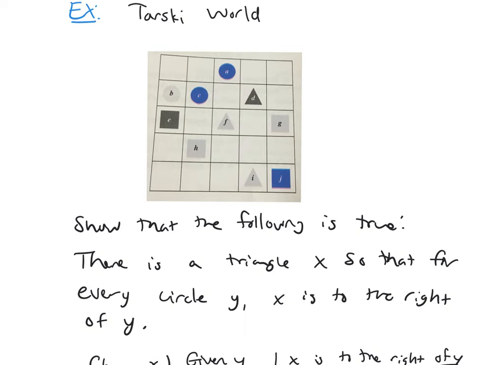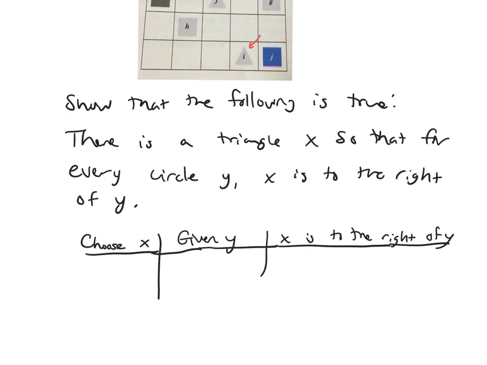Well, D is on the right-hand side of every circle. Now, to the right just means in a column to the right. It doesn't have to directly be to the right. So you could also have I. I is also in a right column compared to every circle. So either one of those would work. So you can make a choice here. You can either choose D or I.